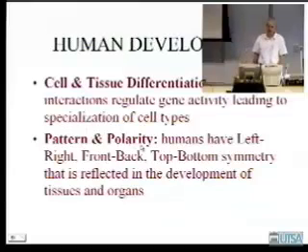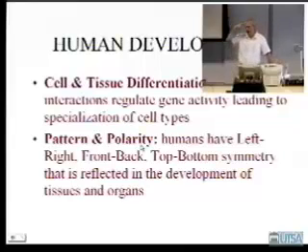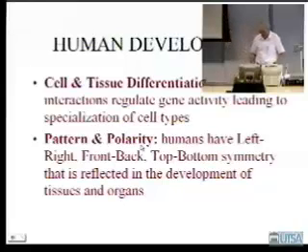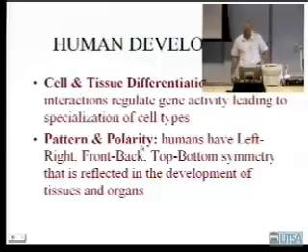But there's going to be patterns and polarity. We certainly don't want our foot cells ending up at the top of our head and growing out of our head. So something knows or something tells cells to go someplace and develop into our toenail versus the hair that grows on our ears once we turn 30 or 40.